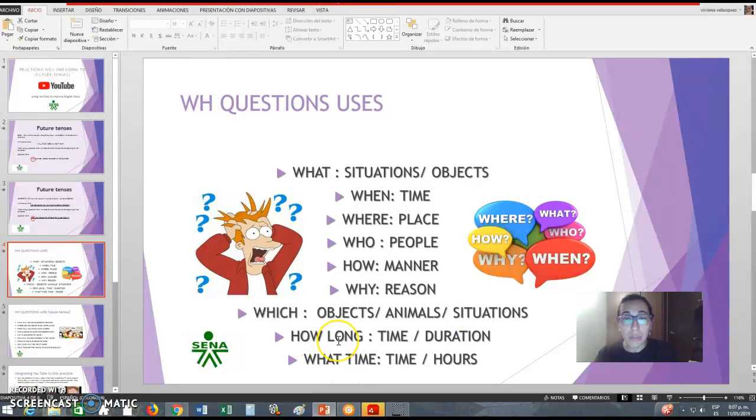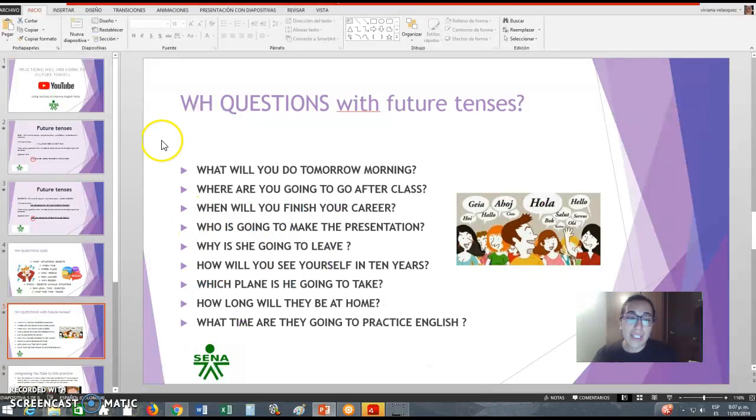How long, the duration of the time, duration of an activity. Cuánto tiempo, por cuánto tiempo. What time, time relates to the hours, minutes and seconds. So you said, ¿a qué hora? Good. So let's see these questions.